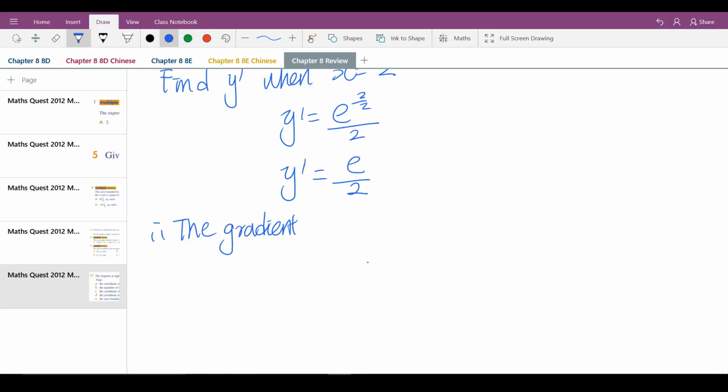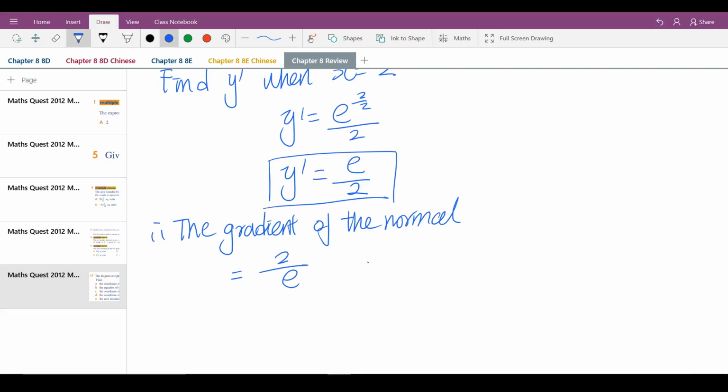So therefore, this is the gradient of the tangent, and the gradient of the normal is equal to negative: let's swap the 2 and the e, so just 2 over e now. That's the reciprocal, and put a negative sign in front of it.